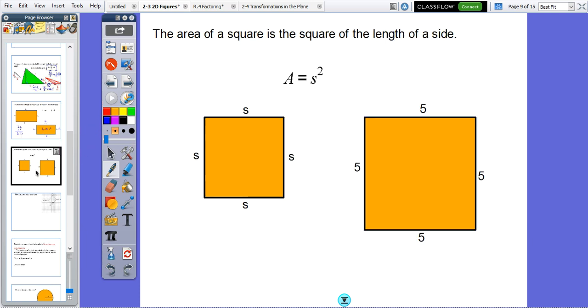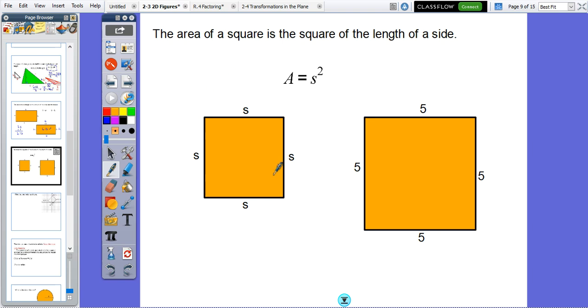Let's look at a square. So a square technically can work just like a rectangle. You can take the base times the height and that's your answer for area. But what about if it's not like that? So let's look at this particular example right here.